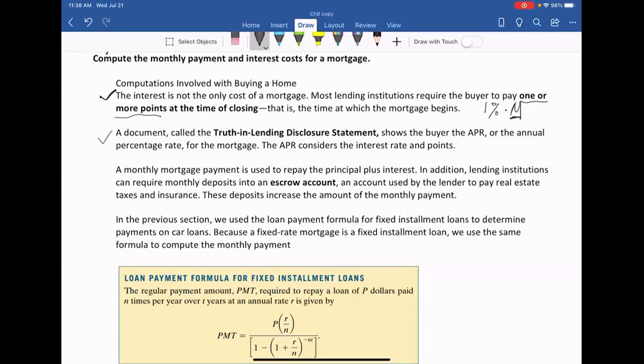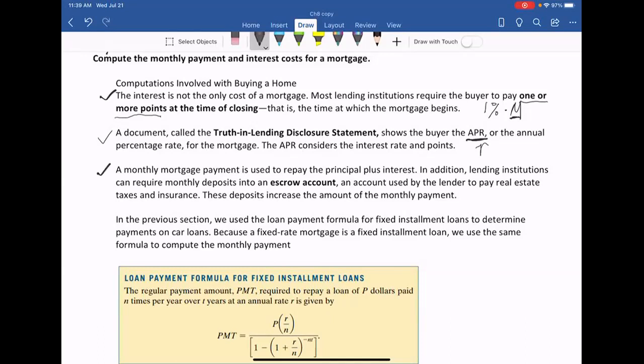Okay, a document called the Truth in Lending Disclosure Statement shows the buyer the APR, that is the annual percentage rate for the mortgage. That's the rate you need to pay the interest. The APR considers the interest rate and points.